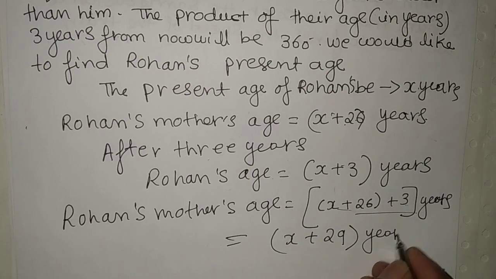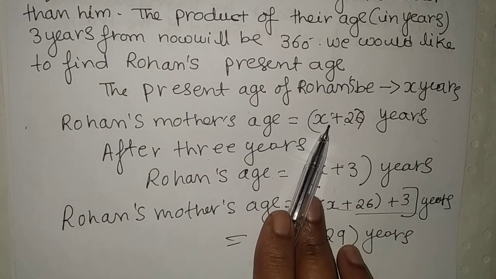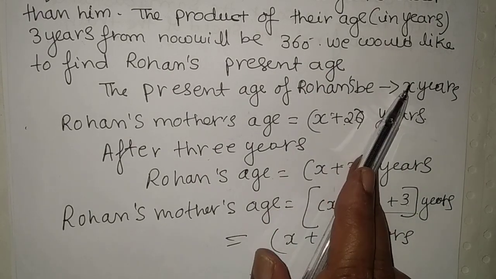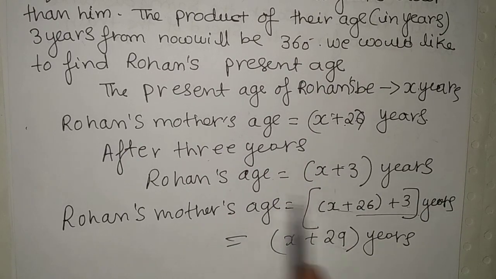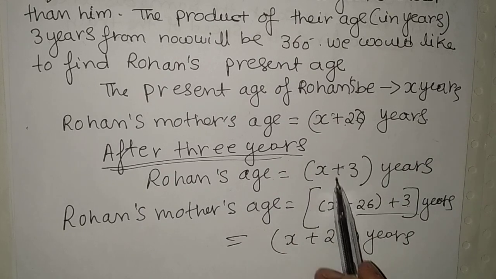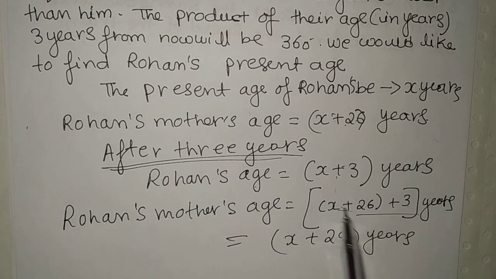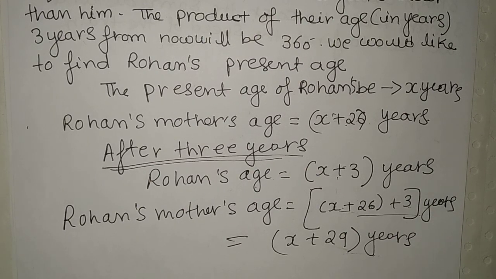So these are the data given. First we assume this age as x. Then this x plus 26 years is his mother's age. Then after 3 years, Rohan's age will be x plus 3 and mother's age will be x plus 26 plus 3. Then this is the data given.